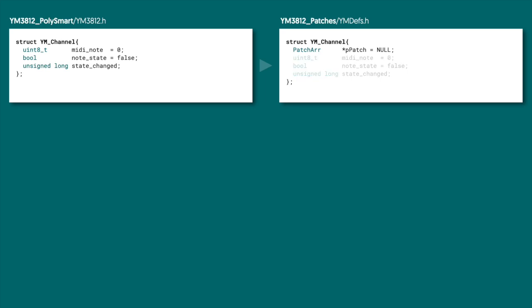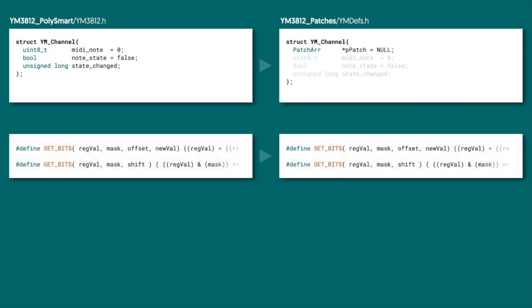We do need to make one tweak to this data structure though. We need to add a pointer to the patch that's been assigned to the channel. Because later when we want to tweak a sound patch, we're going to need to know which channels are playing what patch.